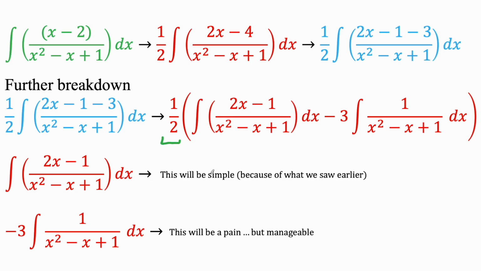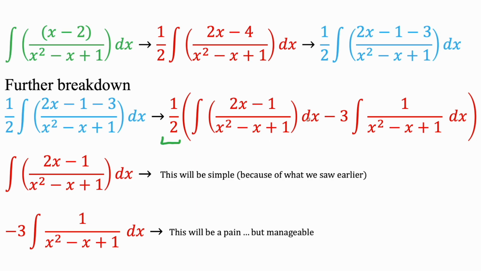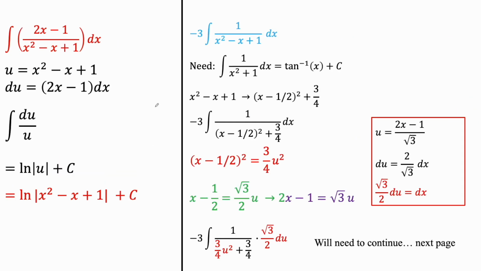Now this will be simple because of what we saw earlier. And this is what I mean. If u is this, du would be 2x minus 1. And that's why that part's going to be very simple. This one right here, this negative 3 times the integral of this piece right here, that's going to be a pain, but it will be manageable. And so we're going to continue. So now I'm splitting it up. So this is the easy one I was saying.